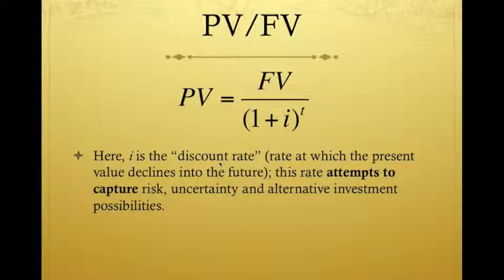So I is the discount rate, and this is the rate at which the present value declines into the future. This rate attempts to capture items like risk, uncertainty, and alternative investment possibilities. So really, this discount rate is an estimate. You need to make some assumptions in order to arrive at it, and that sometimes is a fairly controversial topic, and it's not trivial by any means.